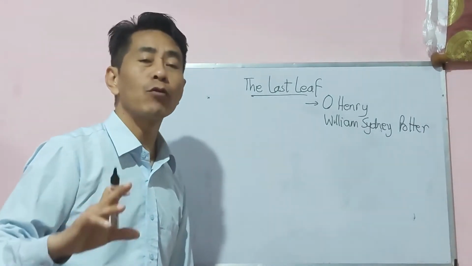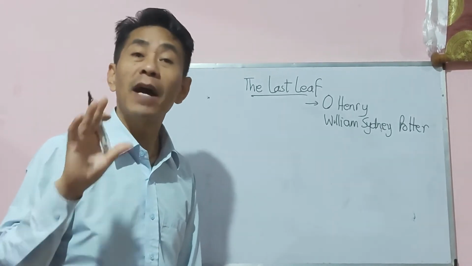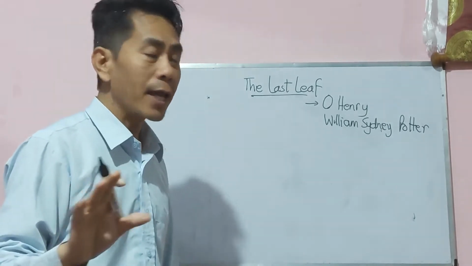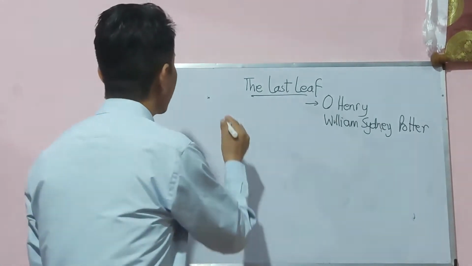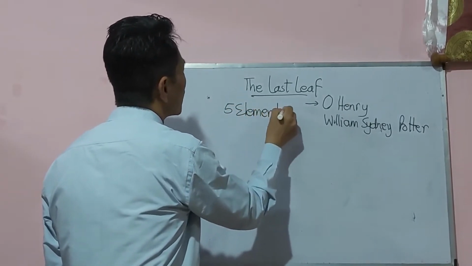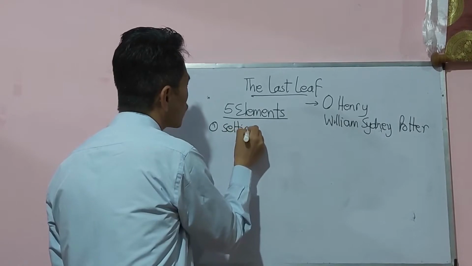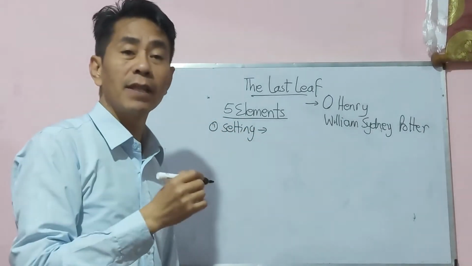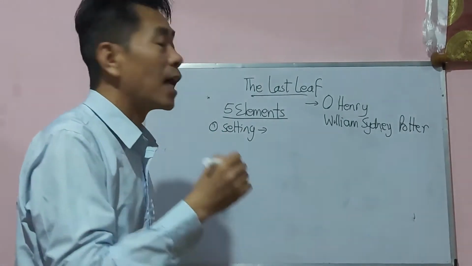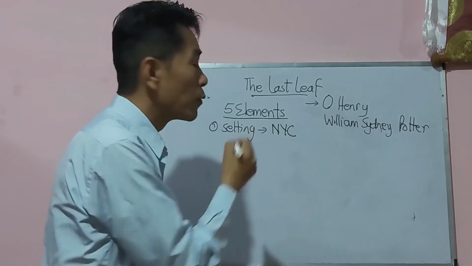The second thing that you have to keep in mind is that whenever we do a story, we have to know the 5 elements of a story. Let us do these one by one. The first one is setting. You have to always see what the setting of that story is. The setting of The Last Leaf is New York City. The story takes place in New York City.